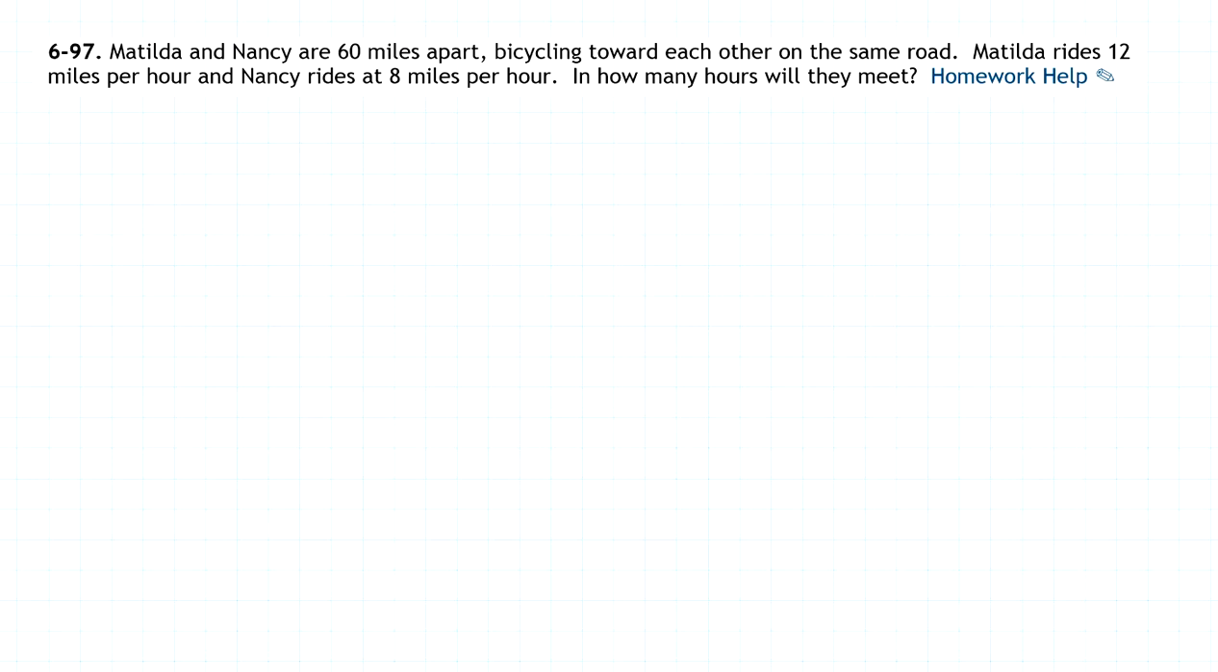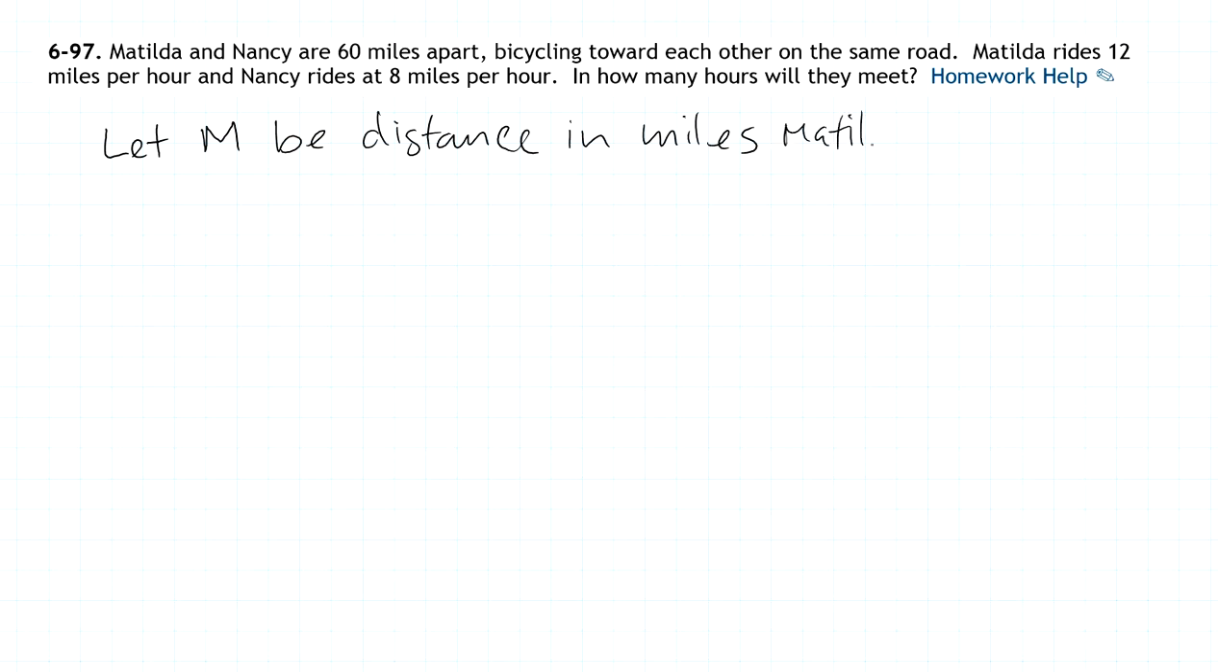So I'm going to start by writing a let statement to help clarify something that's going on here. Let M be the distance, in miles, that Matilda travels. And by the way, when you make let statements, it should always include both what the quantity is and the units for that quantity. So we're also going to let N be the distance in miles that Nancy travels.